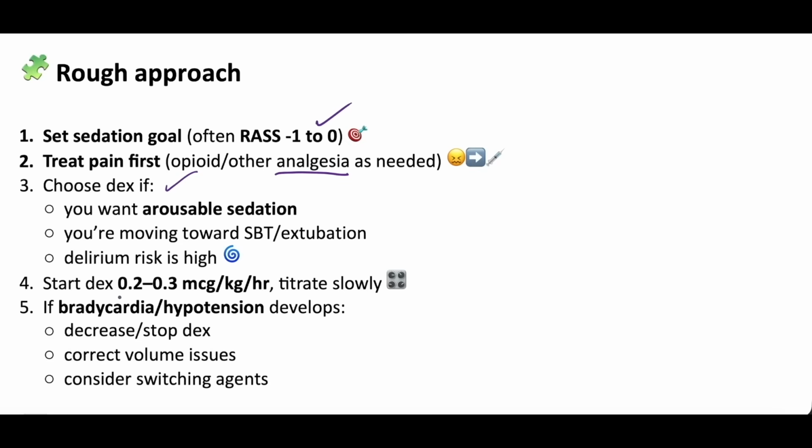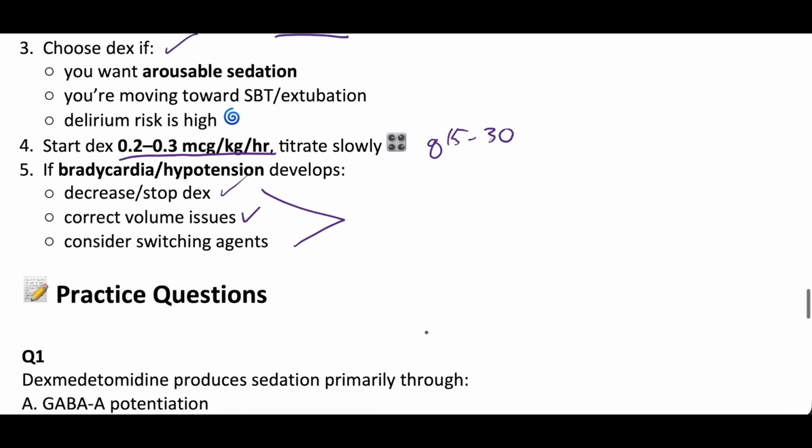Start at 0.2 to 0.3 micrograms per kilogram per hour. Titrate it slowly, every 15 to 30 minutes. If there's any bradycardia or hypotension, you really got to think about, are they hypovolemic? And should I be stopping the dex, especially for bradycardia? All right, that's all we have.